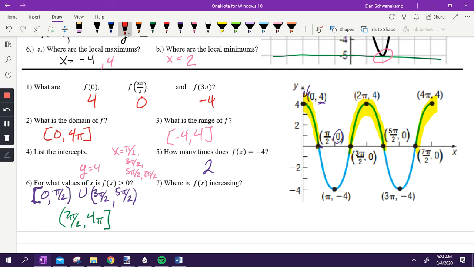Where is f of x increasing? Increasing means going up. And so when am I increasing? From there to there. From pi until 2 pi. I'm increasing. Anytime we talk about increasing, it's brackets. And then I'm also increasing from there to there, from 3 pi to 4 pi.